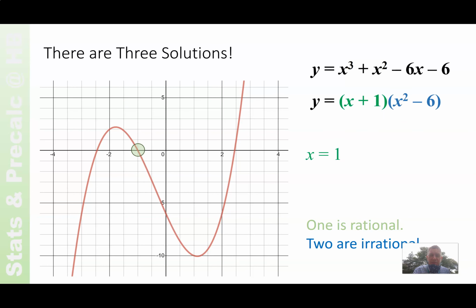X is -1, that's a solution, and there it is on the graph. X is square root of 6, about 2.45. There it is on the graph. X is negative square root of 6. There it is on the graph. 3 solutions. 1 is rational, 2 are irrational. So everything lines up and makes sense with what it should. Good work.